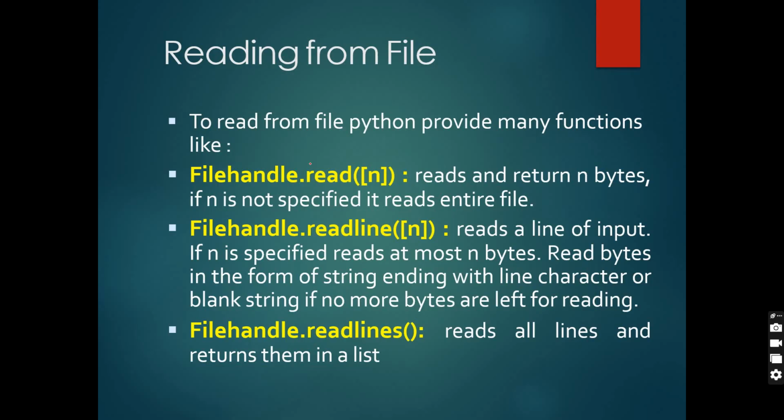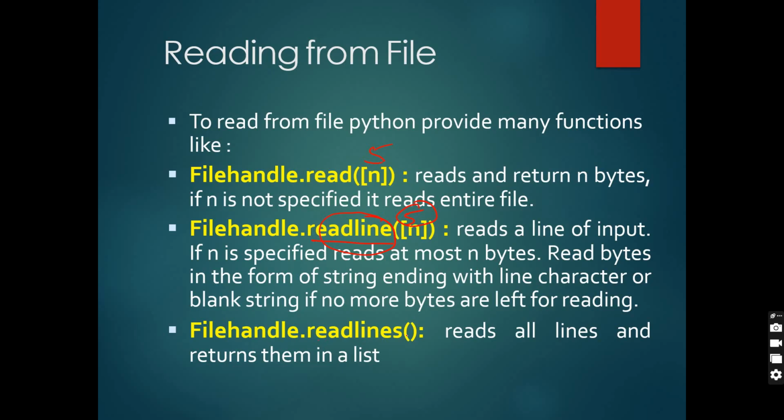So what about reading from the file? File handler dot read n, for n number of characters. If you want to read 5 characters, you should specify 5, and then it will read 5 characters. What will readline n stand for? Instead of reading the whole line, you want to read only 5 bytes. By default it reads the whole line, but if you want only 5 bytes, you can make use of readline and 5 here.